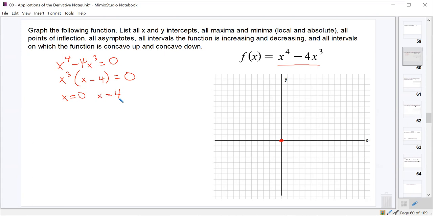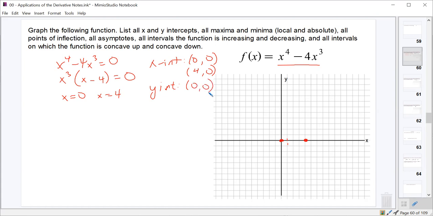So we know that we have x-intercepts (0, 0) and (4, 0). And I'll put those on here now. I'm going to make each square on the x-axis 1. And we have a y-intercept, as we said a second ago, of (0, 0).